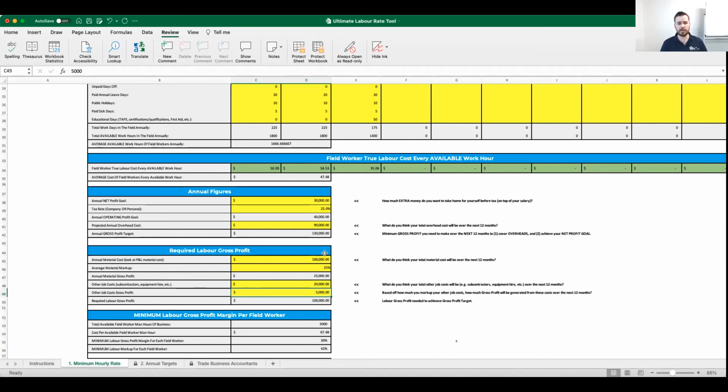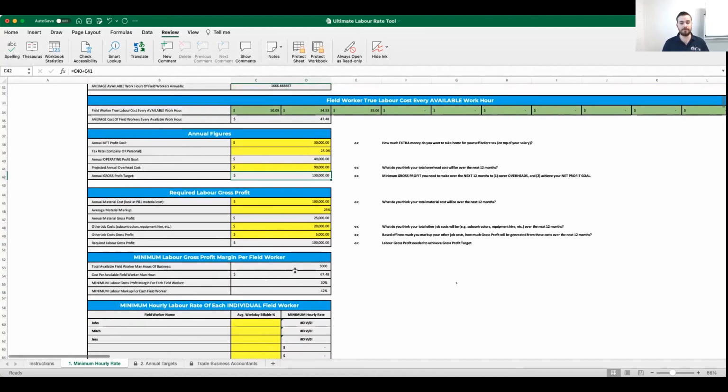So once we subtract that $30,000 from this $130,000, our gross profit target, that leaves us with $100,000. And that means that our labor has to create $100,000 in gross profit in order to achieve this annual gross profit target. So moving on.